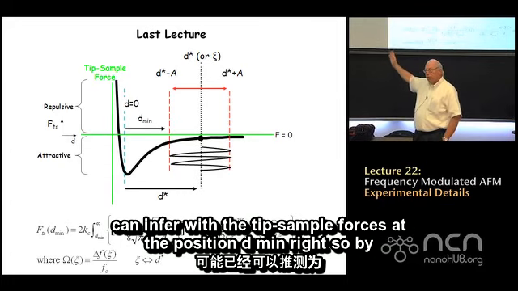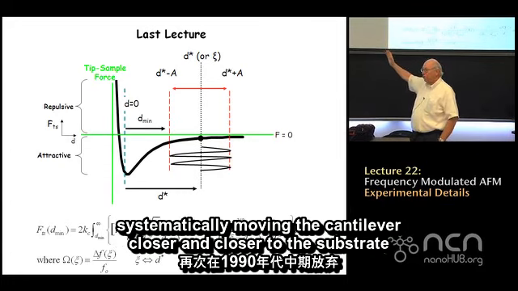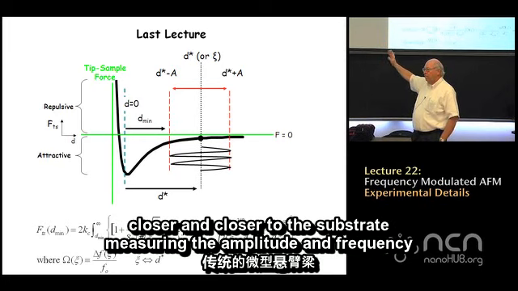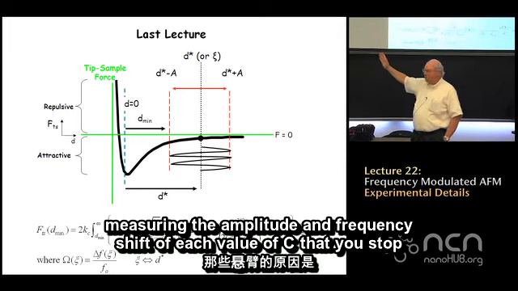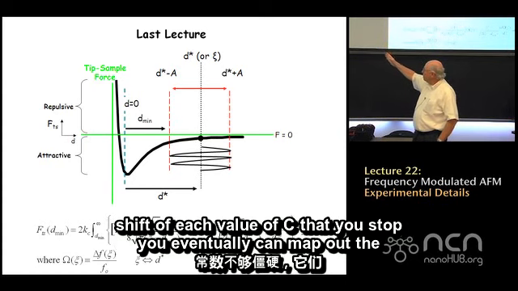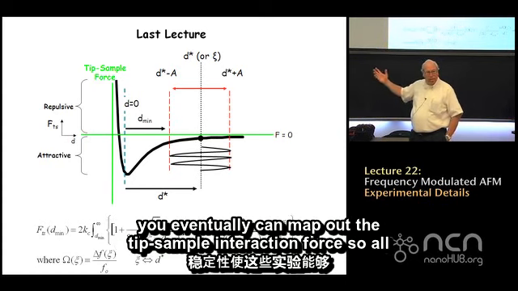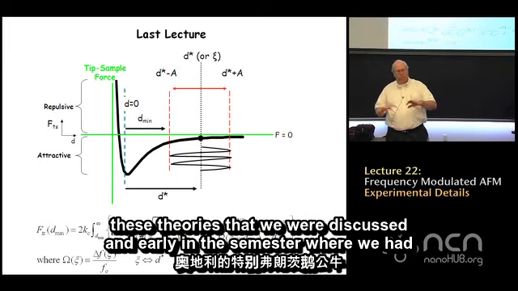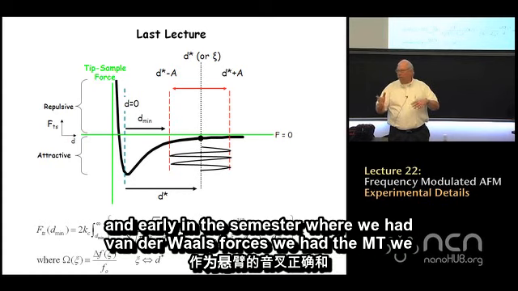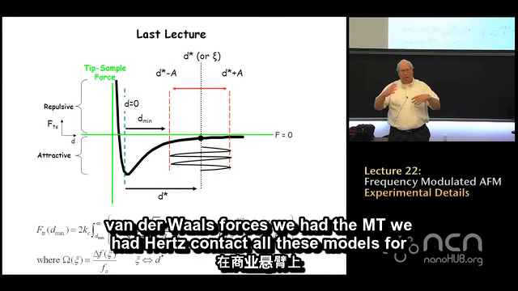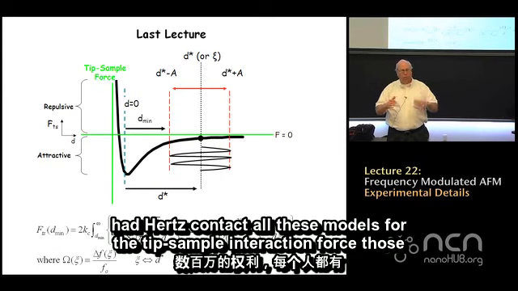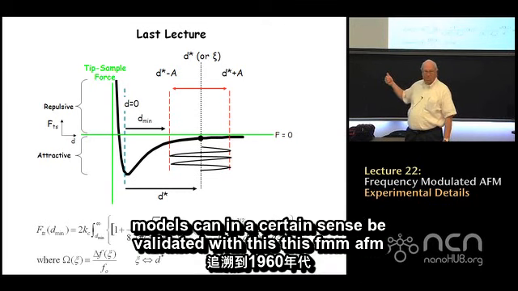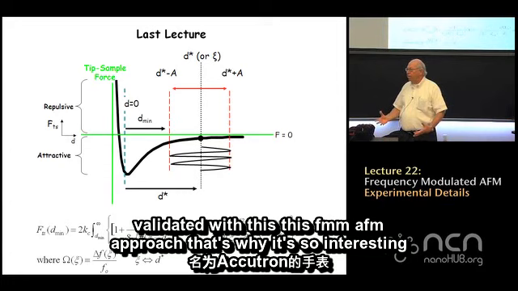So by systematically moving the cantilever closer and closer to the substrate, measuring the amplitude and frequency shift at each value of D star that you stop at, you eventually can map out the tip sample interaction force. So all these theories that we were discussing early in the semester, where we had van der Waals forces, DMT, and Hertz contact, all these models for the tip sample interaction force can in a certain sense be validated with this FM-AFM approach. That's why it's so interesting.